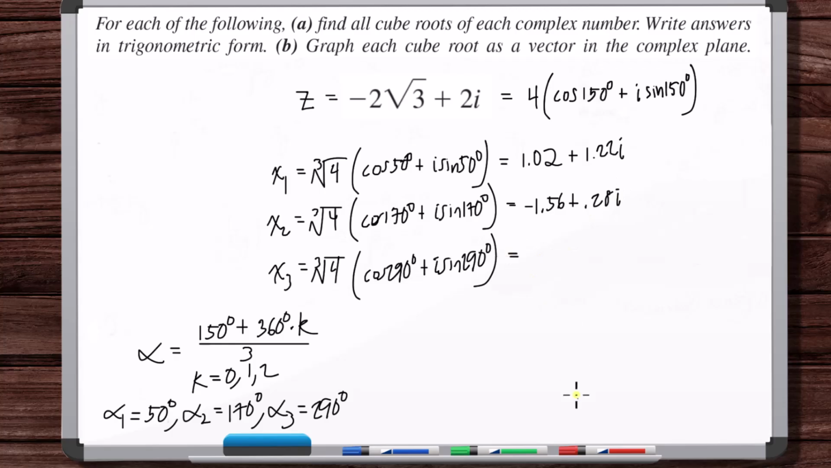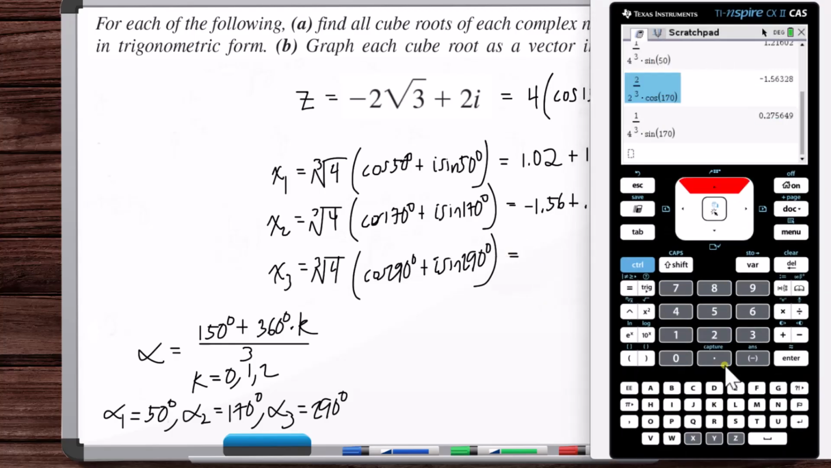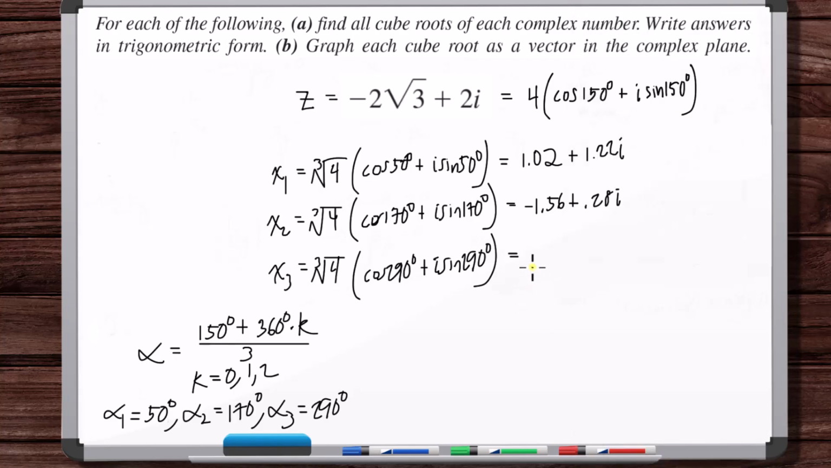Okay. Let's see. Now, for 290, 0.54 minus 1.50i. And there we go. You cube any one of these numbers, you're going to get this. And this is the principal third root of this.